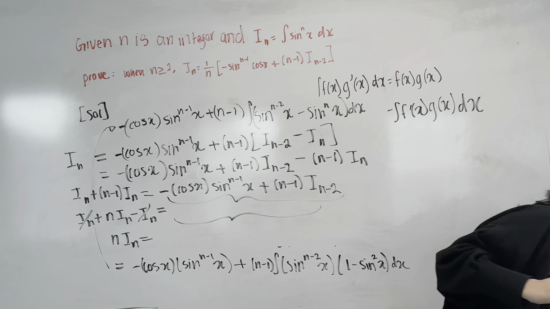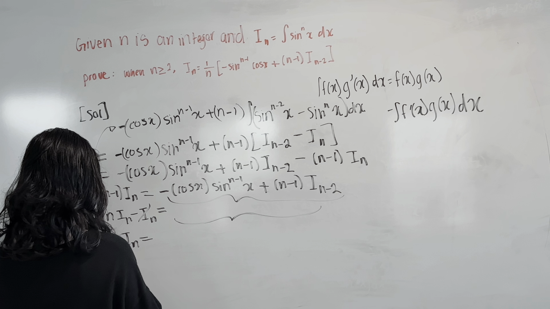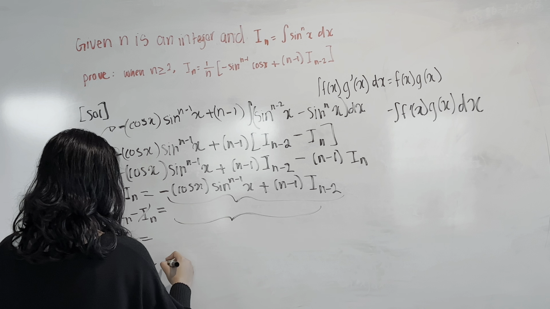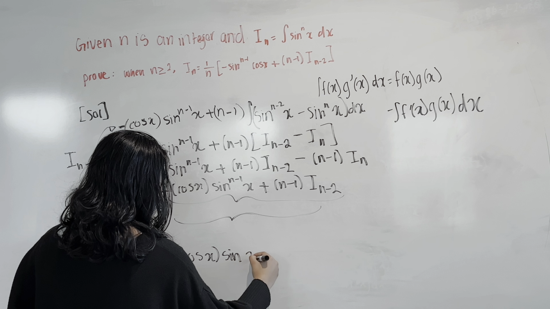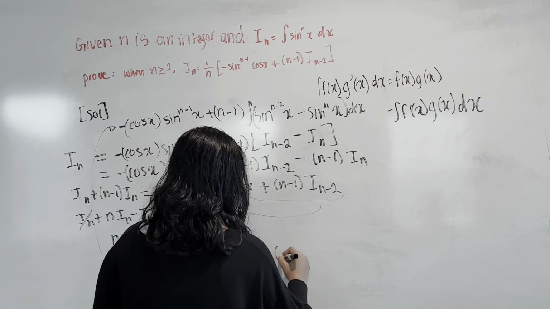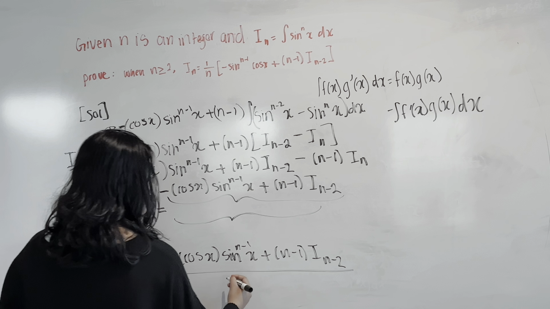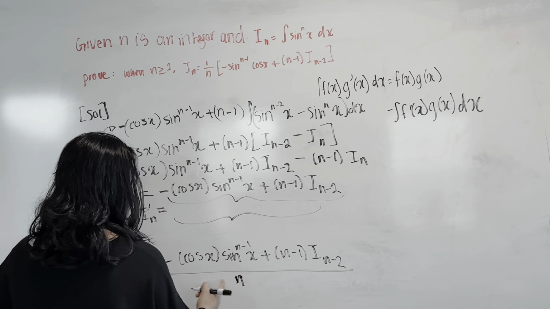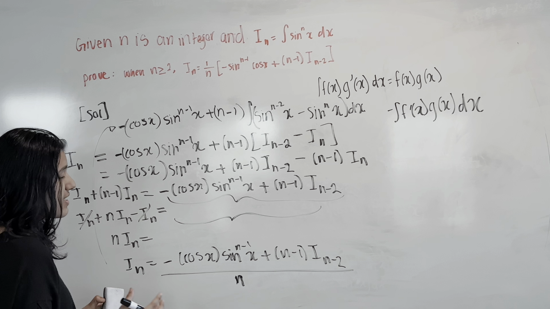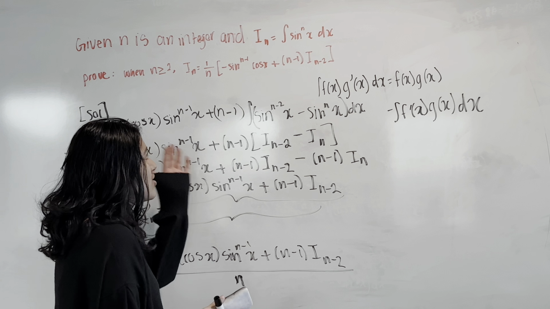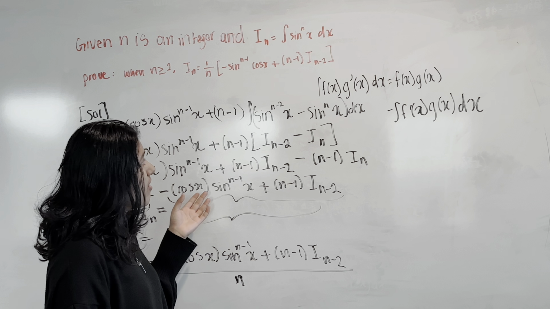So I'm just going to erase the last row. And then you get I n, dividing both sides by n: minus cos x sine x to the n minus 1, plus n minus 1 times n minus 2 over n. Or you could take the n out and simply multiply it by 1 over n, which is exactly what they did here, but this and this are exactly the same. So yeah, that's how you solve this tricky problem. As long as you know the integration by parts and the chain rule, then you are all set to solve problems like these.